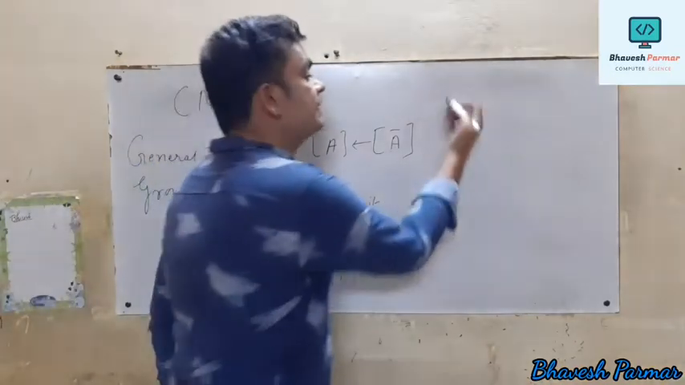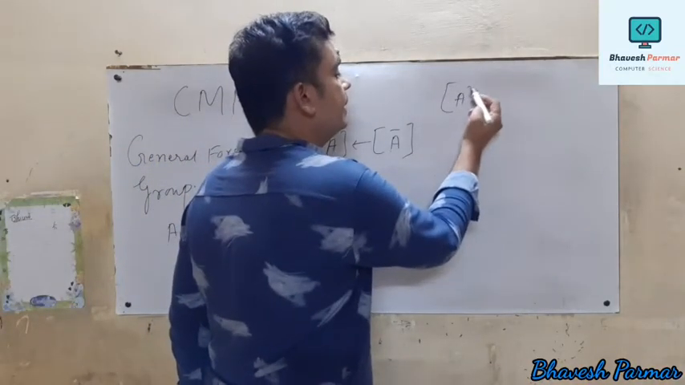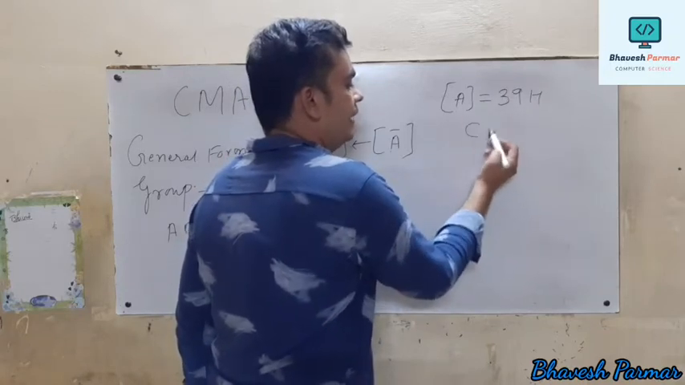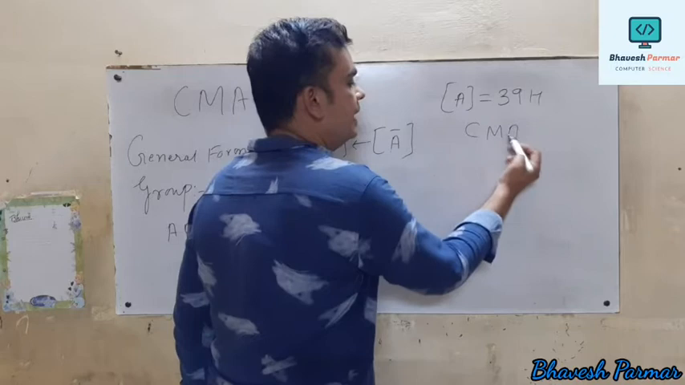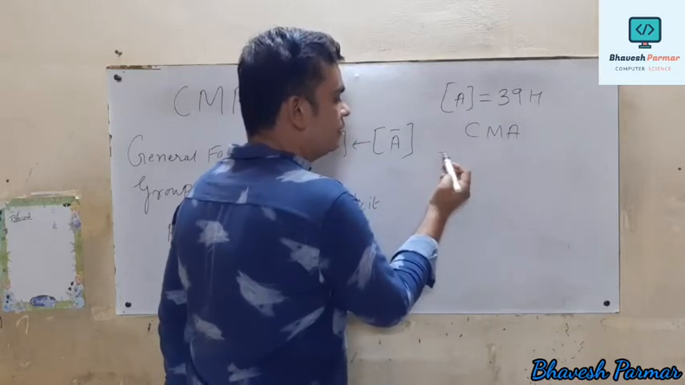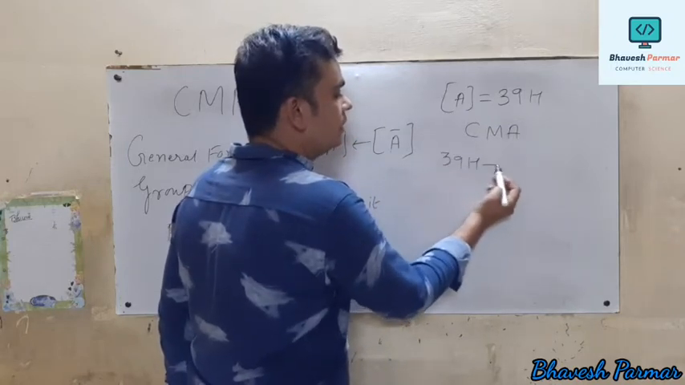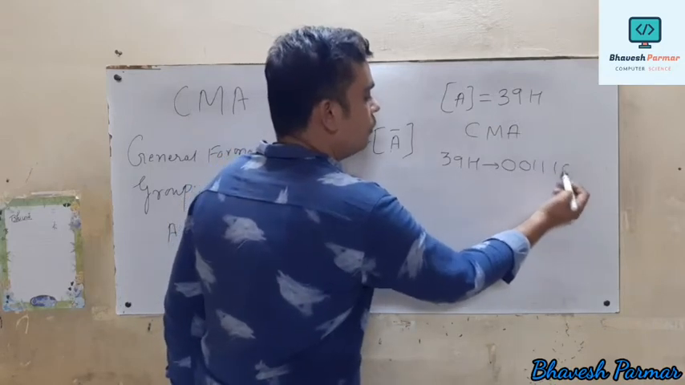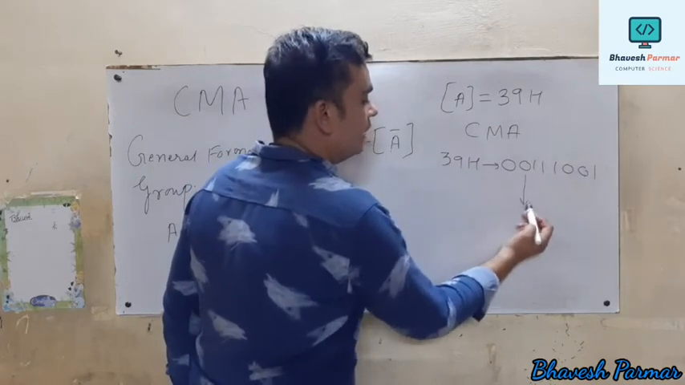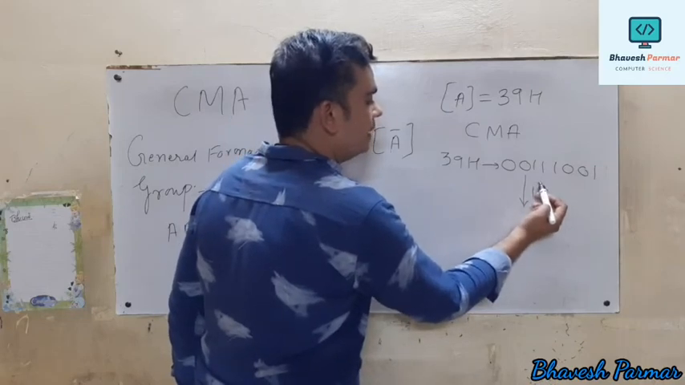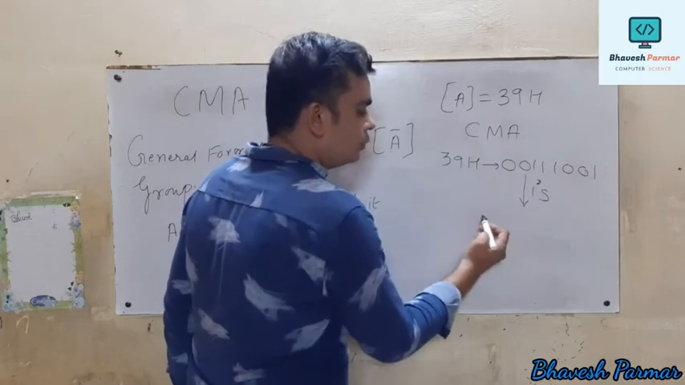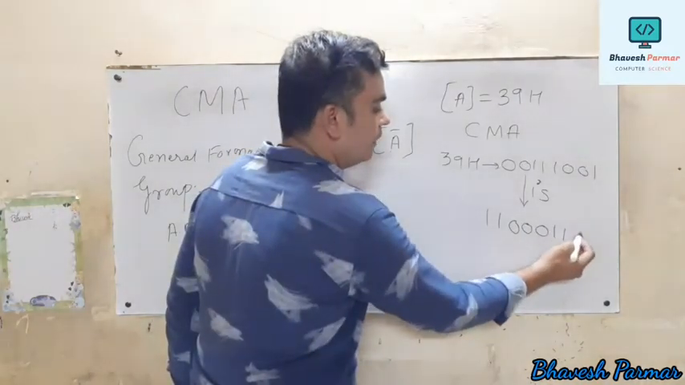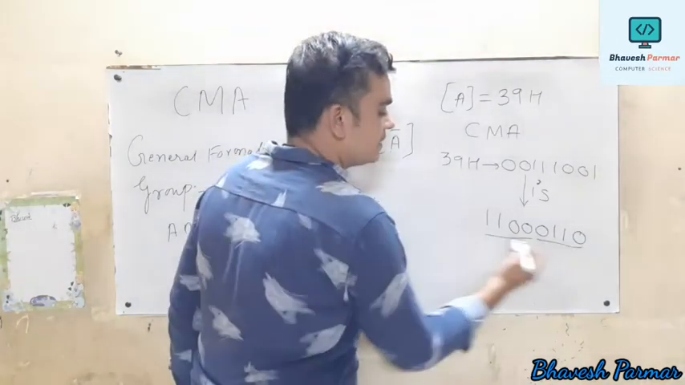So now guys, let me see the example. Here I am taking content of A equal to, suppose, 39H, and if I have to execute this CMA instruction, then how can I execute? First of all I have to convert 39 into 4-bit binary form, 0011 1001. Then I have to find out its ones complement, that we call negation. So how to do this? 11000110. So this is my answer.